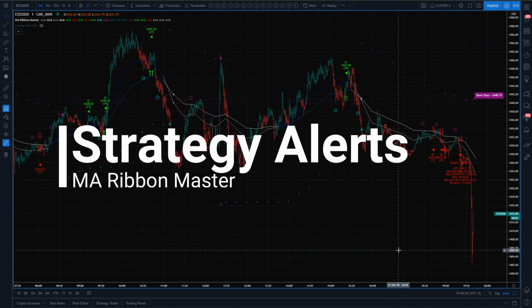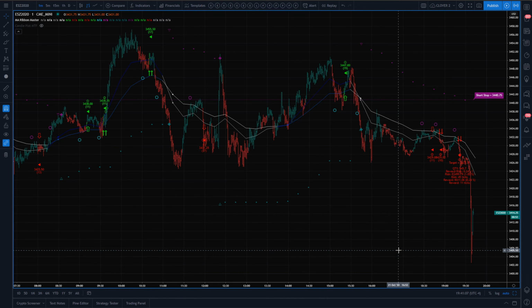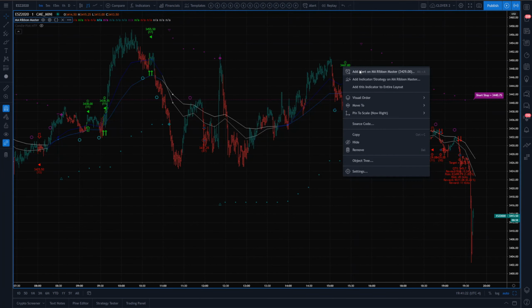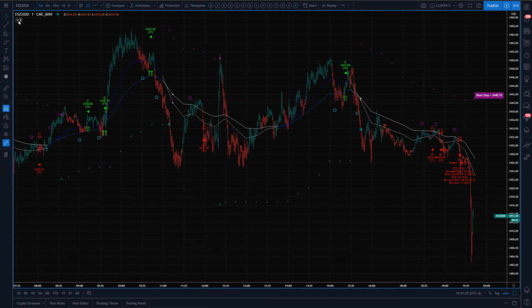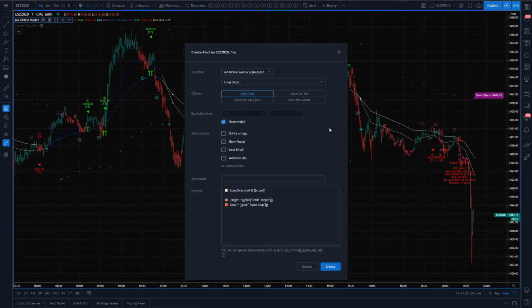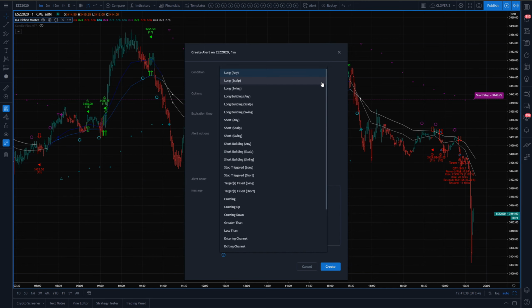Another feature that was added onto this strategy was the alert framework for the entire trade evolution of this strategy. You can add an alert in TradingView by right-clicking anything that's the strategy. It could be any output, doesn't matter. Right-click the ribbon, right-click the stop, right-click anything. Add an alert on MA Ribbon Master, or you can go into the drop-down of all of your current chart studies, go to the little 3 dots, and get the same option. So there are different categories of alerts. Long any, or long scalp or long swing corresponds to long trades when they're actually executed.